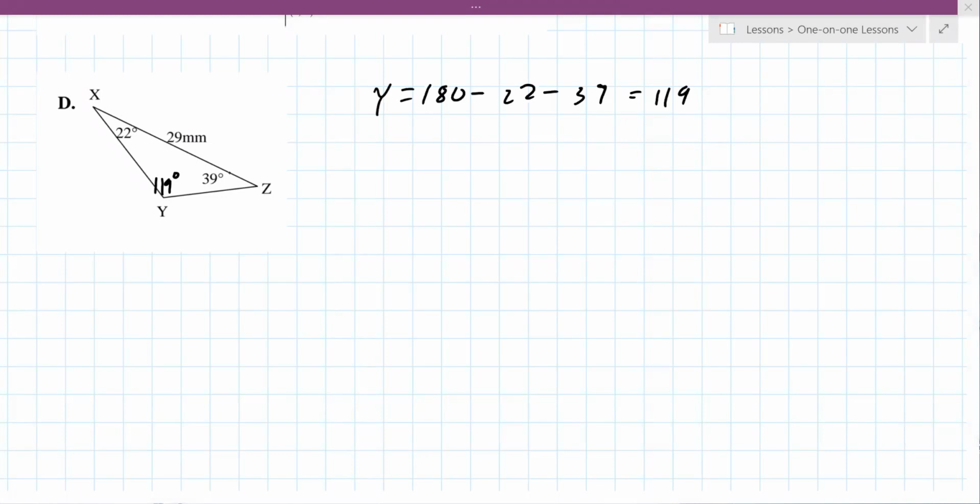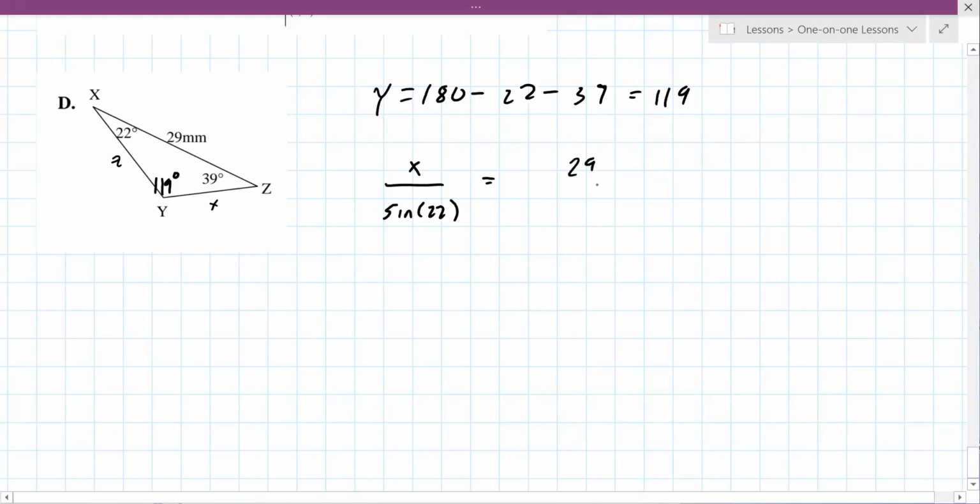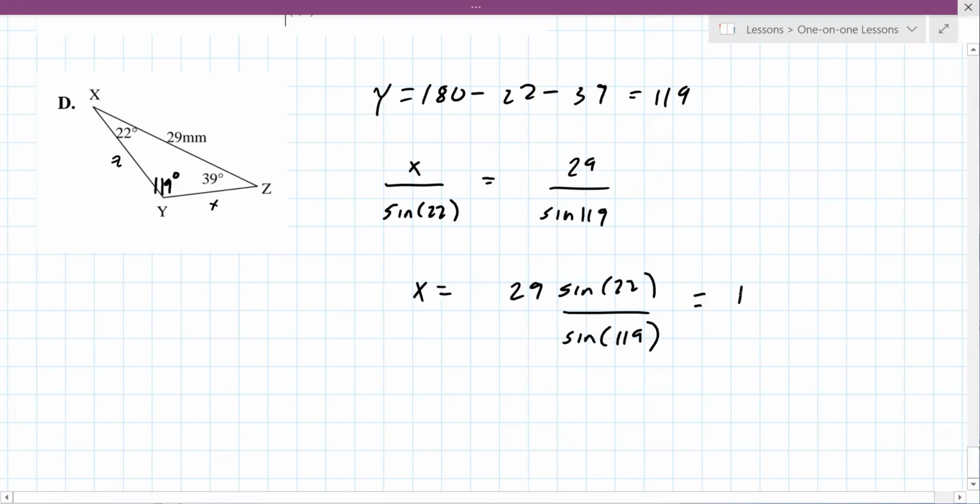All right, so now we have a choice. We can find either side X or side Z. It doesn't matter, it's up to you. We'll just find X first. So X over sine of 22 equals, we need another angle-side pair, so we've got 29, that's the other side, over the sine of 119. So X is equal to 29 sine 22 over sine 119, and that is 12.4.